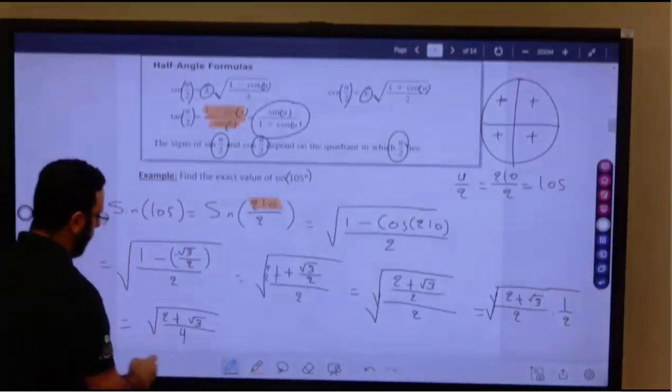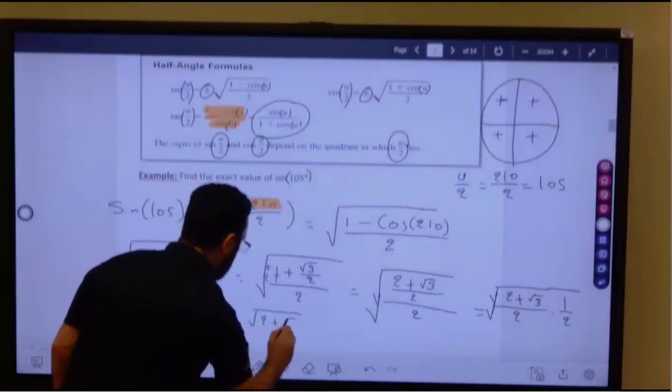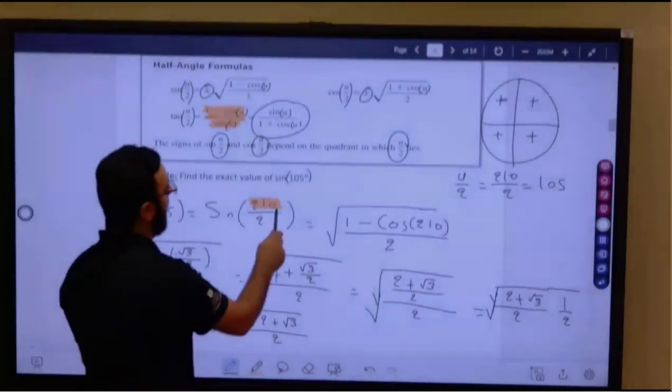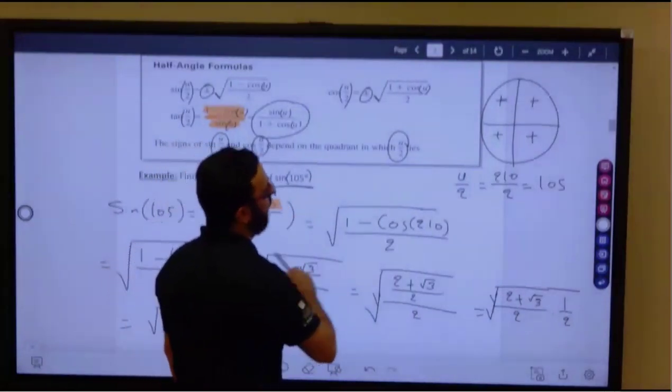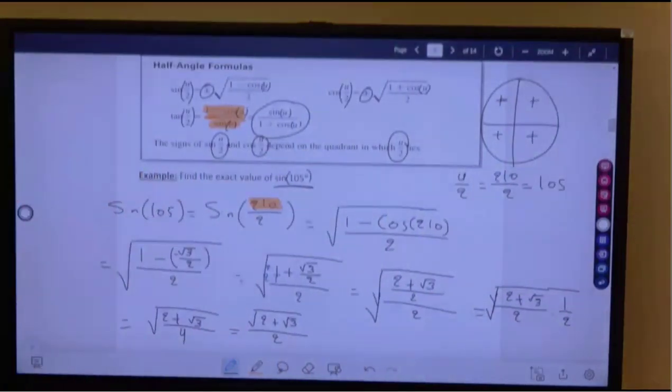Take the 4 outside the root, so it's going to be square root of 2 plus square root of 3, and everything divided by 2, which is positive because we're looking for the sine of 105, which is on the second coordinate. That's it.